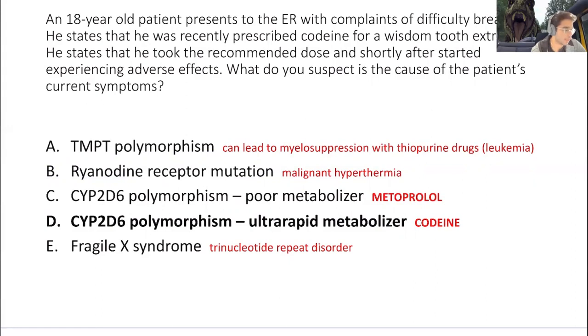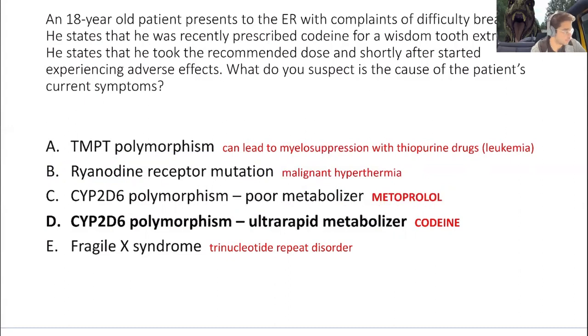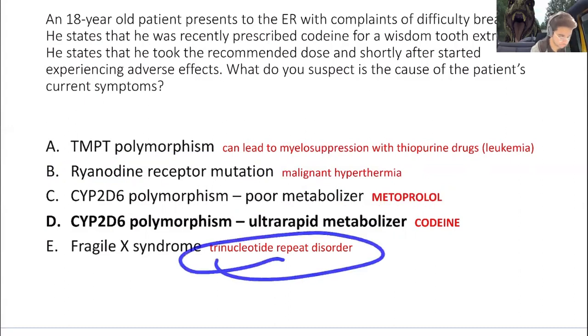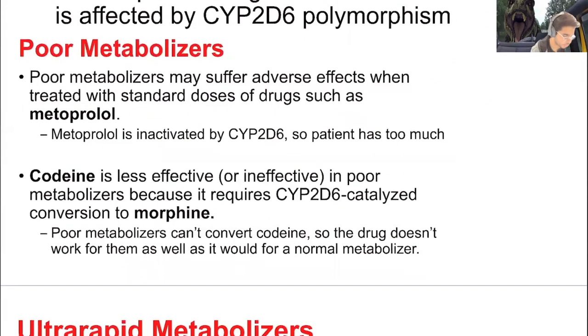Okay. Ultra metabolizers, you got to remember, like for metoprolol, you might have to give them a higher dosage of beta blockers. Okay. You guys are doing fantastic. And then Fragile X syndrome, that's a triplet repeat disorder. Okay. Nicely done.